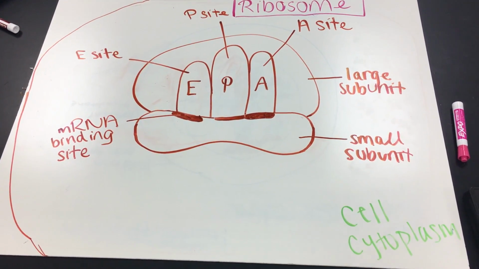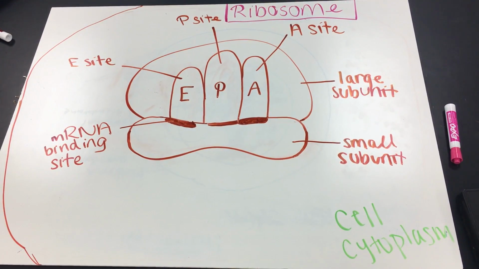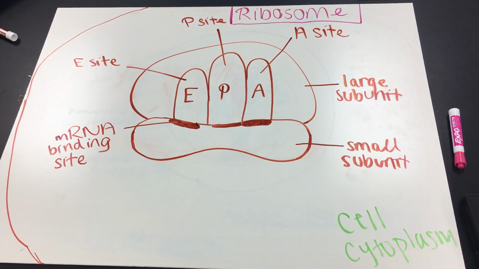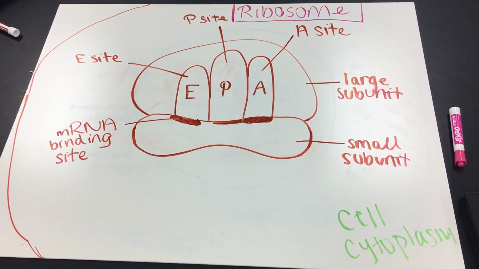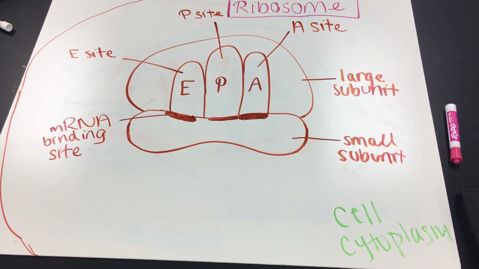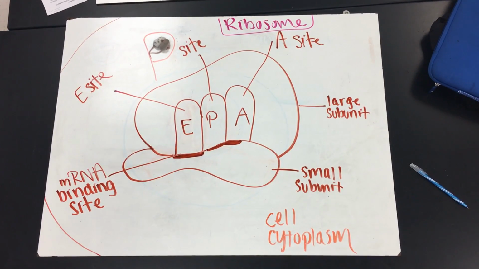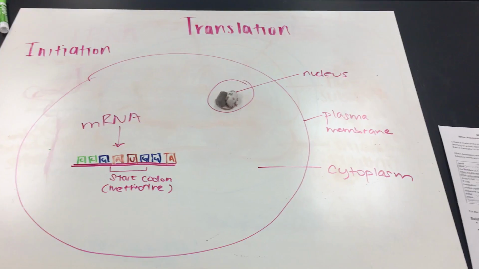In the large subunit, there is the P site, which holds the tRNA that's carrying the growing polypeptide chain. There's the A site, which carries the tRNA with the next amino acid, and the E site, where the discharged tRNAs leave the ribosome. The rRNAs are the building blocks of the ribosome and are assembled in the nucleus.